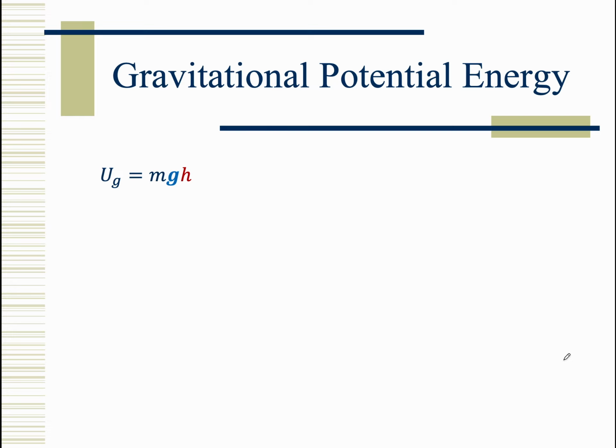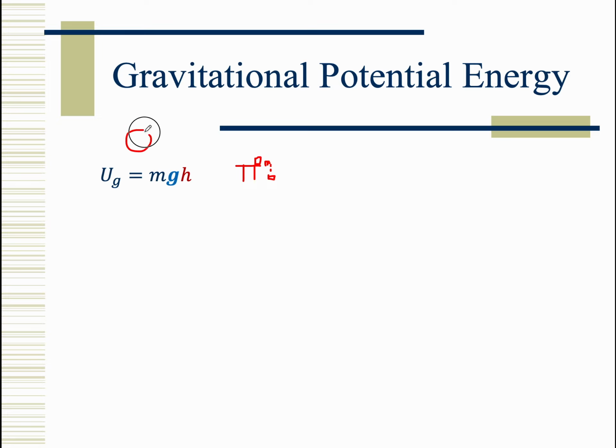Real quick note on this one. Gravitational potential energy, U sub G, is equal to mgh. And this is perfectly fine. For example, if you lift a block from the floor up to a tabletop, no big deal. g doesn't vary all that much if you're just lifting something up, say, a couple of meters. But on the other hand, we run into an issue.